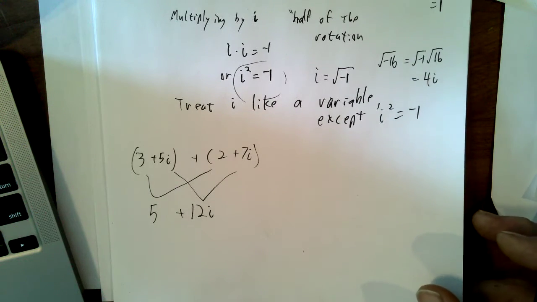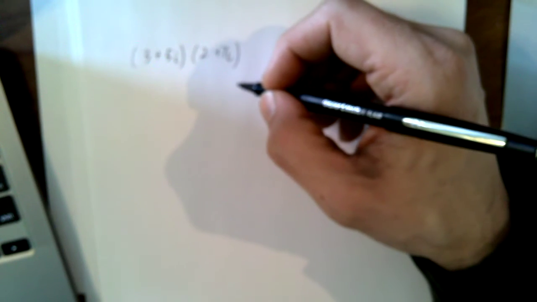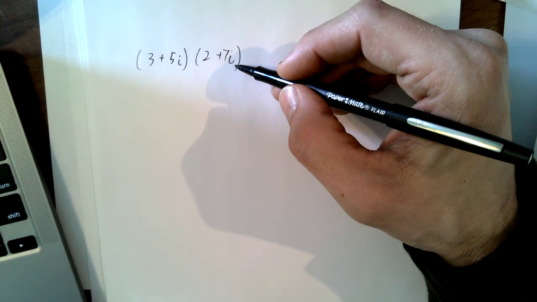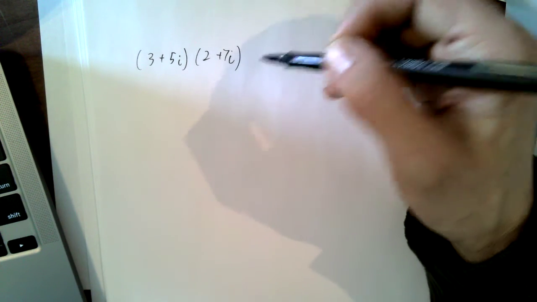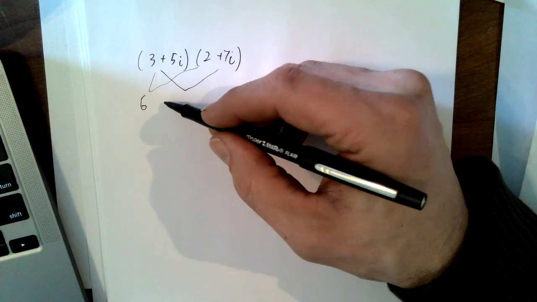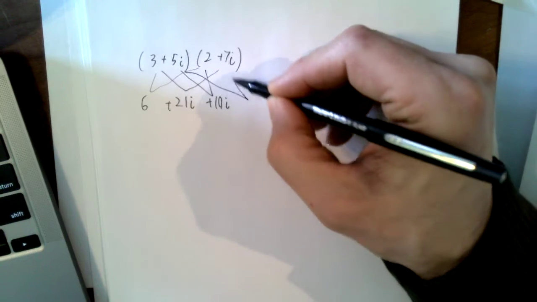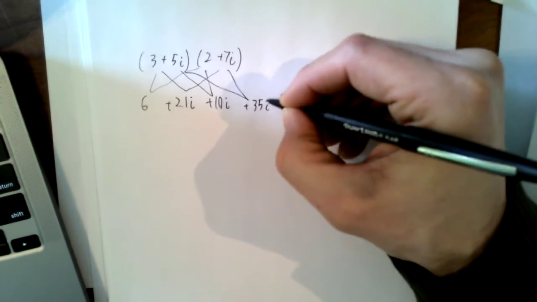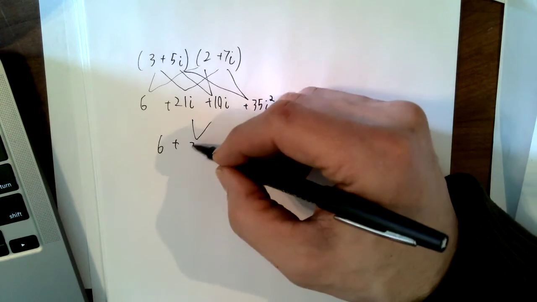Multiplication's a little bit more interesting than that. So I'm going to take those same two values and do a multiplication problem so you see how this works. If this was 3 plus 5x times 2 plus 7x, you'd have to FOIL it out, and you'd have an x squared term. We're going to do the same thing here. 3 times 2 is 6. 3 times 7i is 21i. 5i times 2 is 10i. And 5i times 7i is 35i squared. That's just like you would do with a variable.